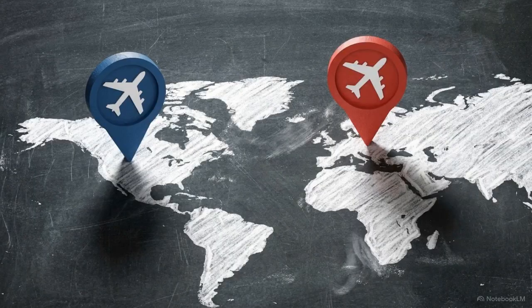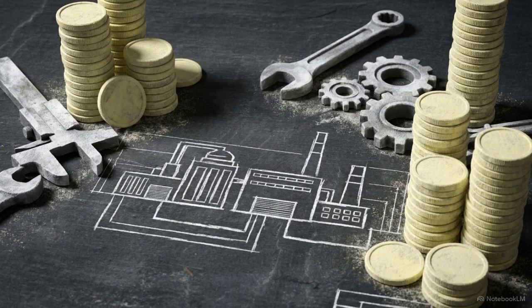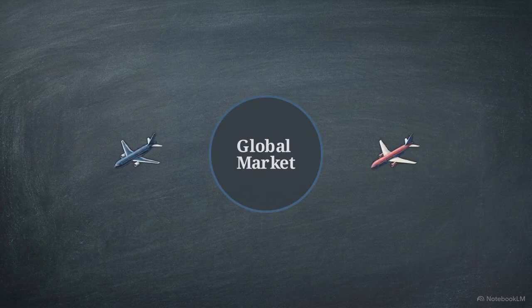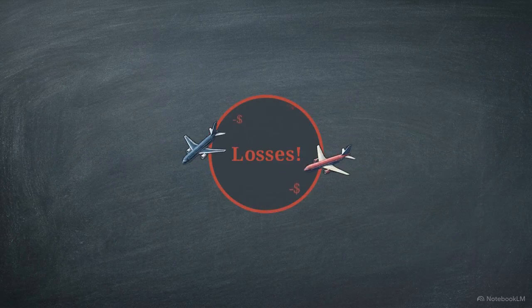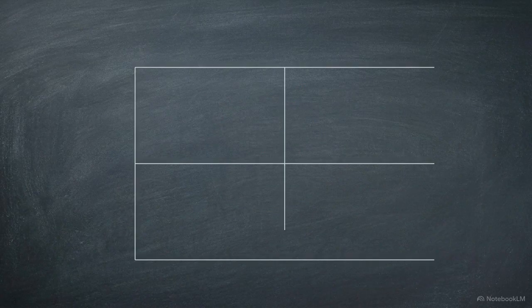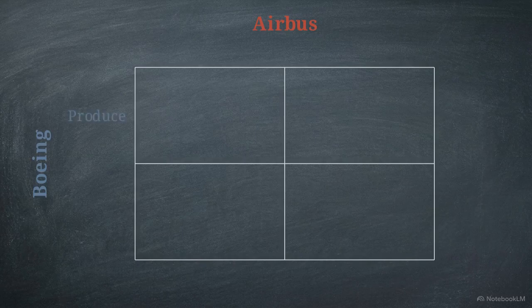To demonstrate this, Krugman used a model of the market for a 150-seat passenger aircraft. He assumed a global market contested by only two potential competitors, Boeing in America and Airbus in Europe. The development costs for this plane are so high that the market can only support one profitable firm. If both companies try to enter, the resulting competition will cause them both to suffer losses. This payoff matrix illustrates their choices. Boeing's decisions to produce or stay out are on the vertical axis in blue. Airbus's choices are on the horizontal axis in red.